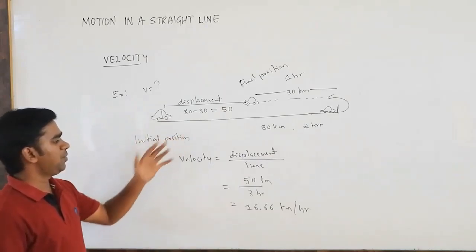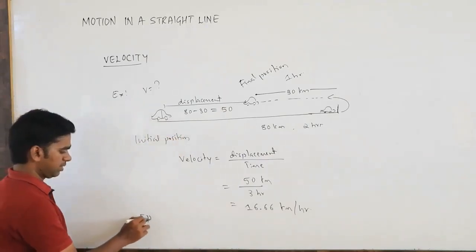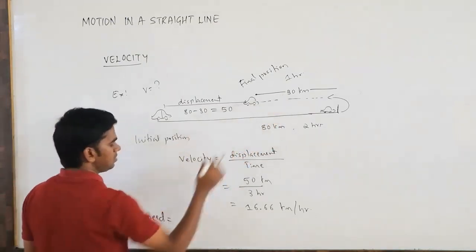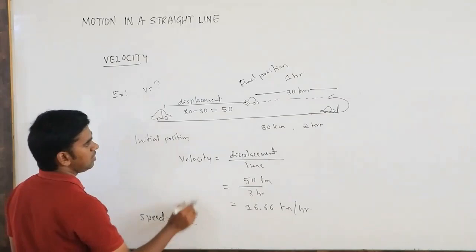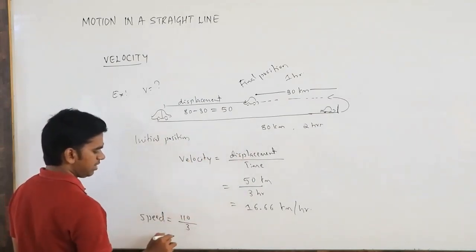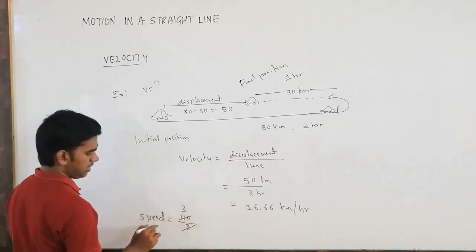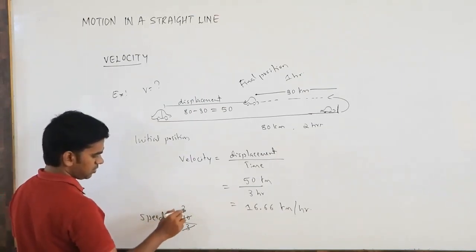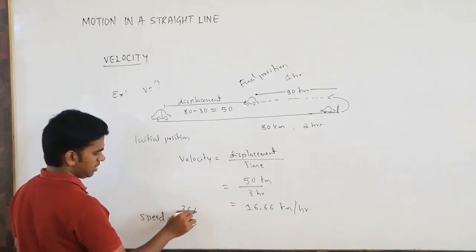So here, if you want to calculate the speed, speed is what? 80 plus 30, so 110, divided by time taken. Time taken is 3 hours. So 3 3s are 9, this will become 20, so 3 6s are 18, then again 60.